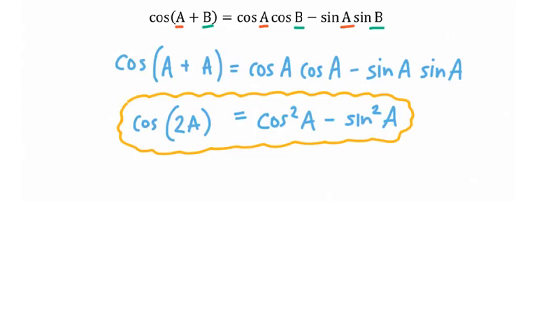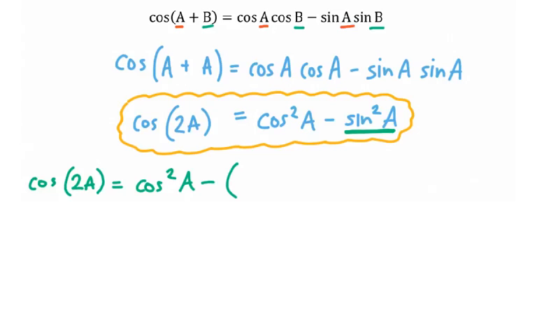So if I take the result that we already found, which is cosine of 2A equals cosine squared A minus sine squared A. But in place of that sine squared A, I replace that with its equivalent form from the Pythagorean identity. What would that form look like?